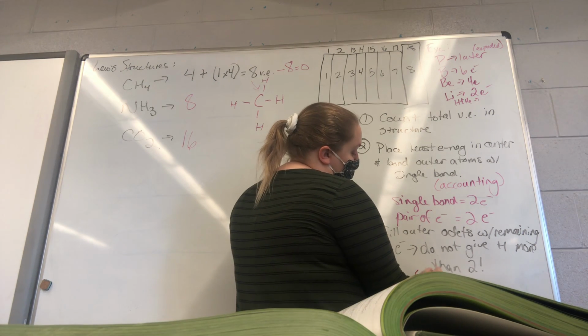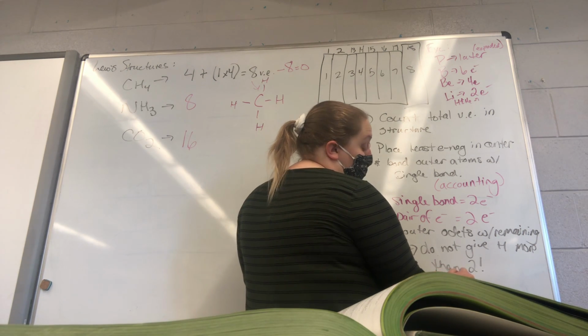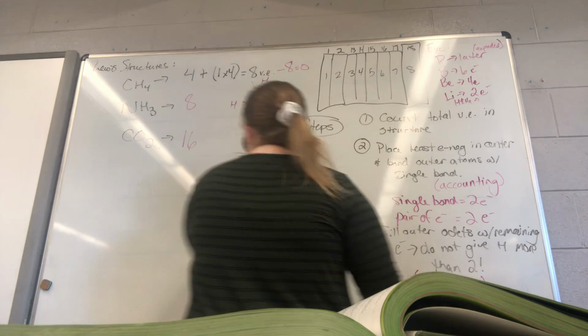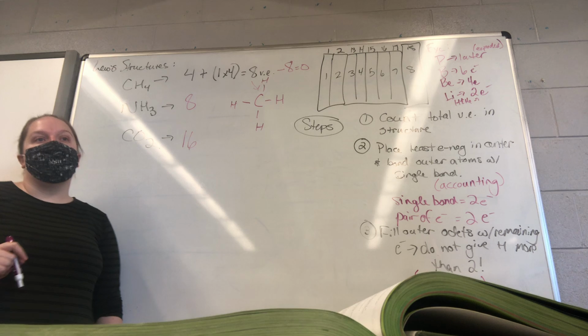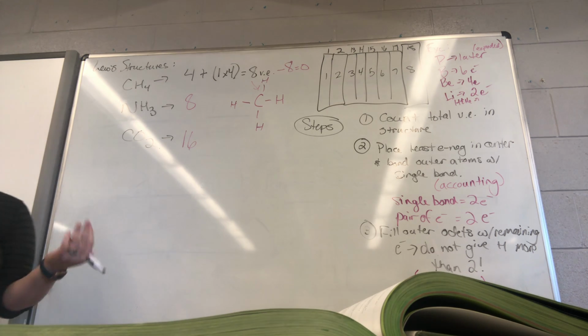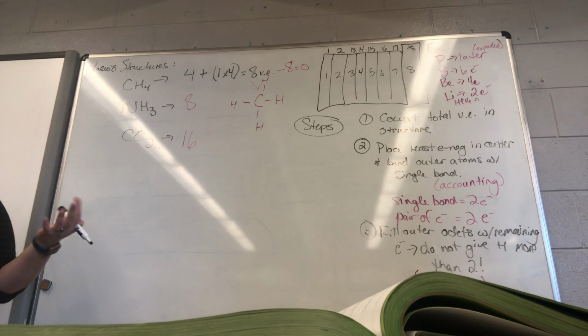Are any of those on the final? Are the exceptions on the final, like not the expanded? If they are, it'll ask you something like which of the following is an expanded octet. So you'll have to draw them to find out. So nothing about like boron, beryllium, lithium. Usually it's just about the expanded octets.